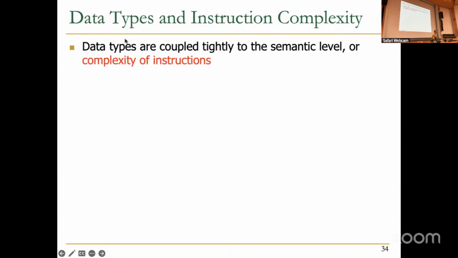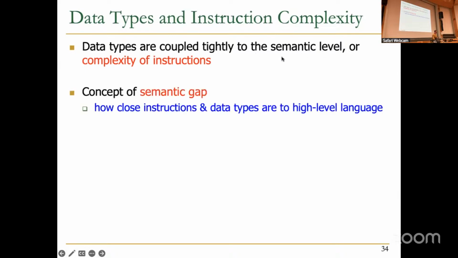If you think about data types, they're really tightly coupled to the semantic level or complexity of the instruction. I'm going to introduce the concept of semantic gap, which is a good way of thinking about instruction set architecture design. Essentially, semantic gap means how close your instructions and data types are to the high-level language. Pick your favorite high-level language: Java, Python, C. C is still high-level, even though it's relatively low-level. Rust. If you're closer to the constructs in that high-level language, then you have a low semantic gap.